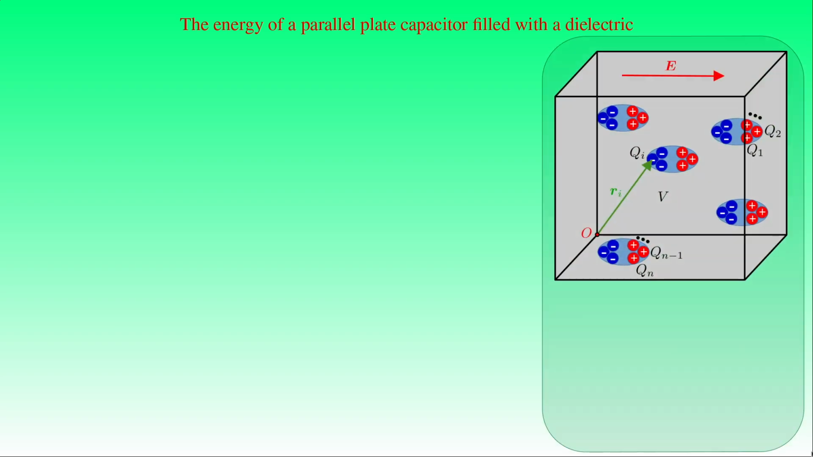Firstly, we recall that the polarization of a dielectric occurs when the electric field causes the charges within its molecules to become displaced. Then we assume that the charge distribution in the molecules enclosed by a volume V of the insulating material can be described by the position vectors Ri of a system of n-point charges Qi within the molecules with respect to an arbitrary point O.